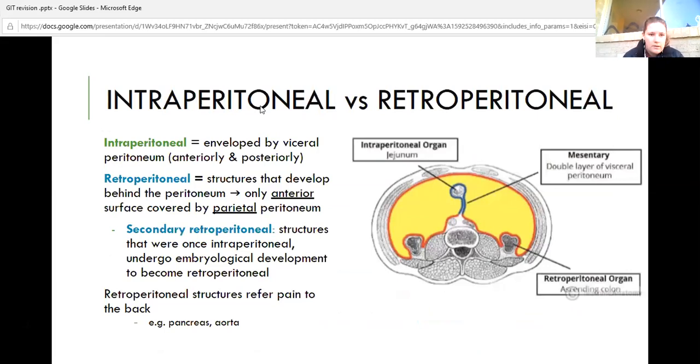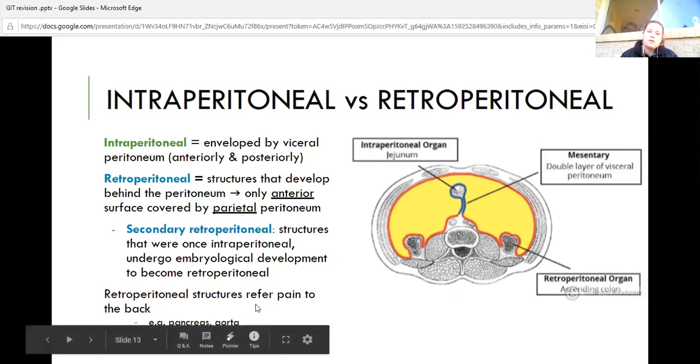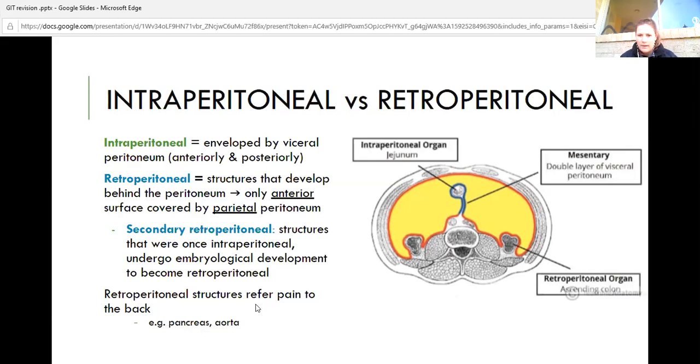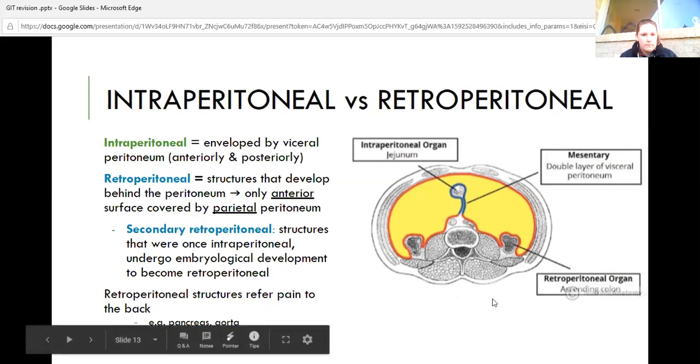Intraperitoneal versus retroperitoneal. Intraperitoneal is an organ that's enveloped by visceral peritoneum anteriorly and posteriorly, and retroperitoneal is structures that develop behind the peritoneum, so they only have an anterior surface covered by parietal peritoneum. Secondary retroperitoneal is structures that were once intraperitoneal, which then become retroperitoneal. Retroperitoneal structures refer pain to the back. The pancreas and aorta are the big ones.